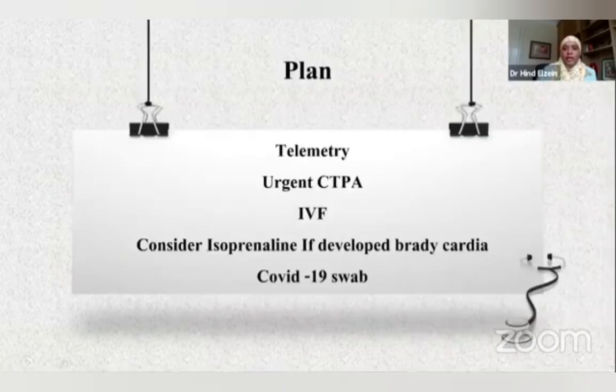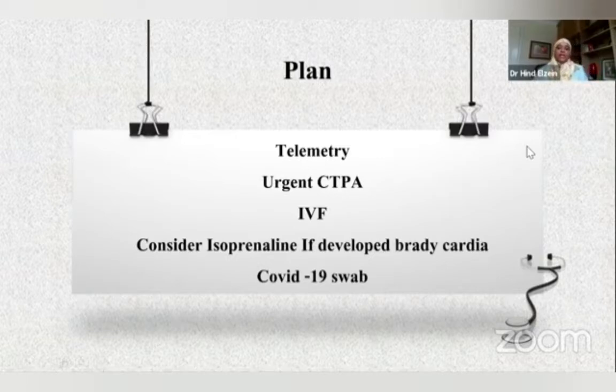Right, so following that, this patient was put on monitoring, an urgent CTPA was requested, she was given IV fluids, and because of her ECG and the possibility that she could have bradycardia, the plan was to consider isoprenaline if there is any evidence of slow heart rate, and of course a COVID-19 swab.